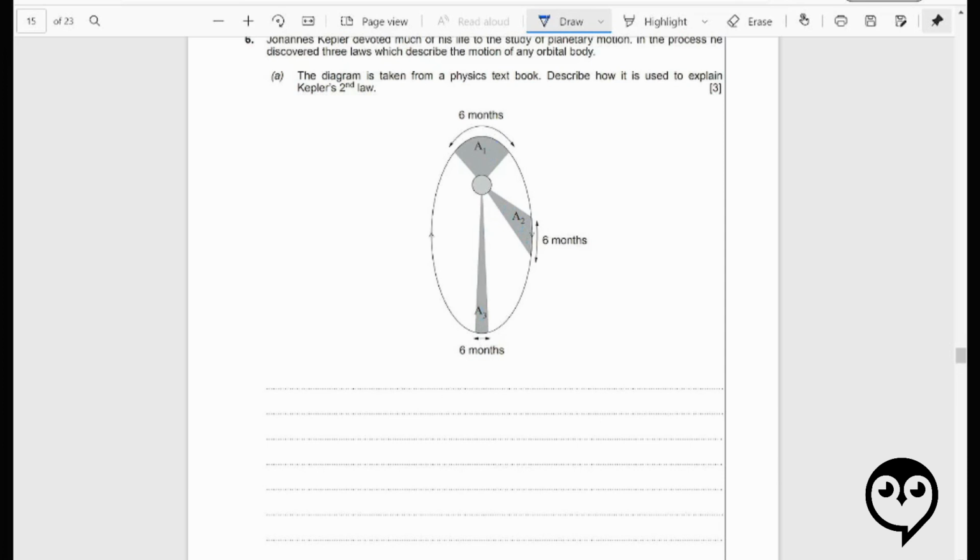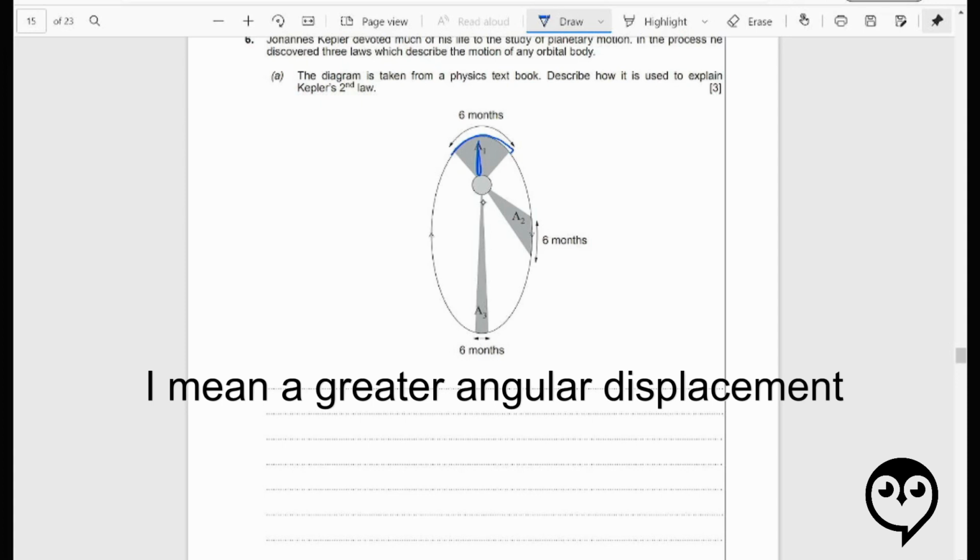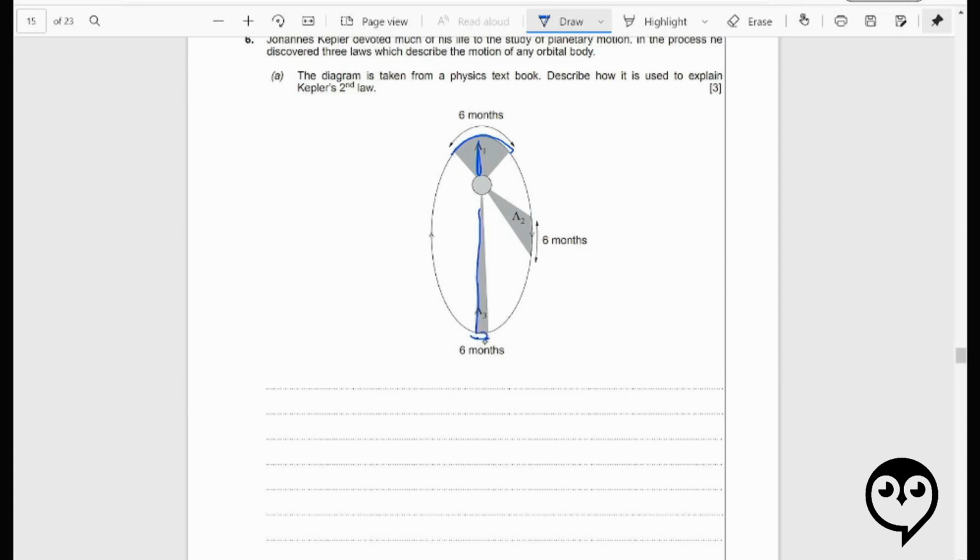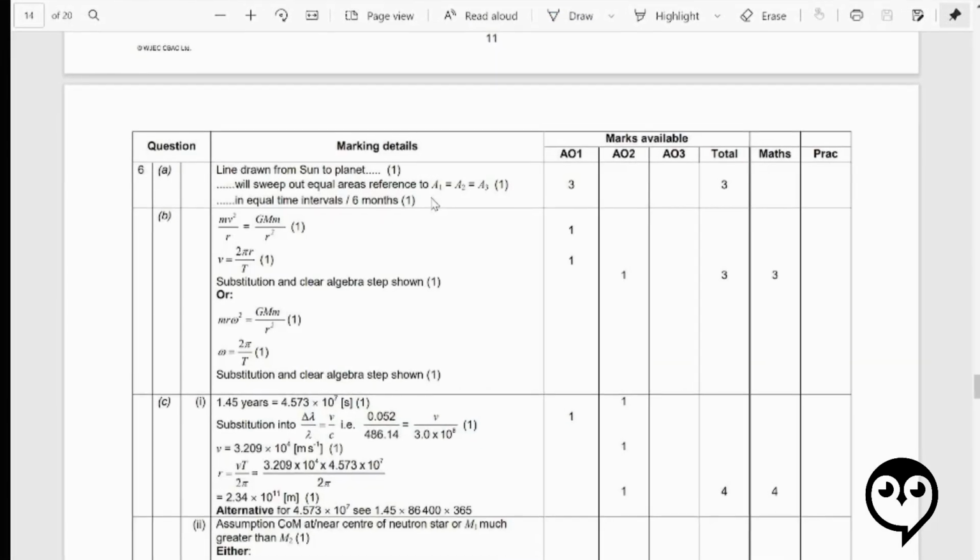And this happens, well, yes, as the radius decreases here, it's traveling faster, so it's going to cover more of an area. Out here, it's a very long radius, but it travels very slowly because it's further away. I'd say something to that effect for 3 marks.